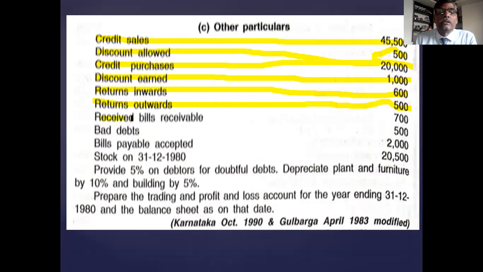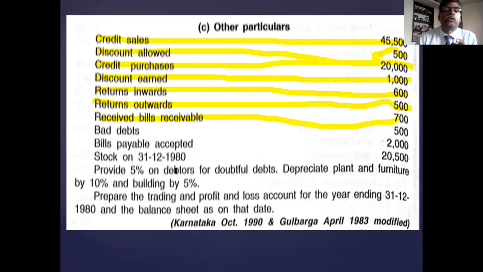Then bills receivable received. Bills receivable received is just like cash received from debtors. Bills, cash, or a cheque may be received from the debtor. Three items may be received from the debtors. Therefore, if cash is received, it is in the debtors account by cash; if a cheque is received, debtors account by bank; if a bill is received, then it is by bills receivable. It is to be entered in the debtors account and bills receivable account.